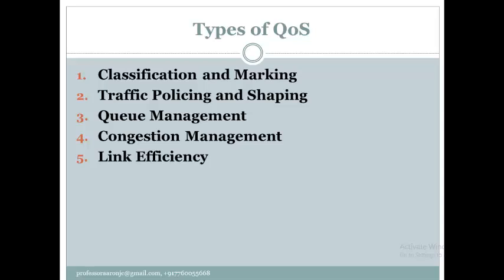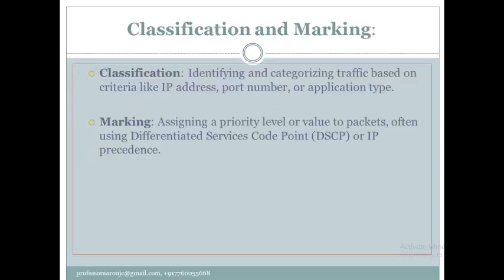First of all, if you want to provide some special service for some traffic, we need to identify them. We need to identify for which traffic a special service is required. We call that classification. What is classification? Identifying the traffic that really needs prioritization or reserved bandwidth is what we call classification. Classification: identifying, and then categorizing traffic.